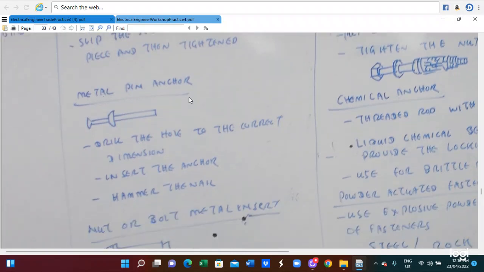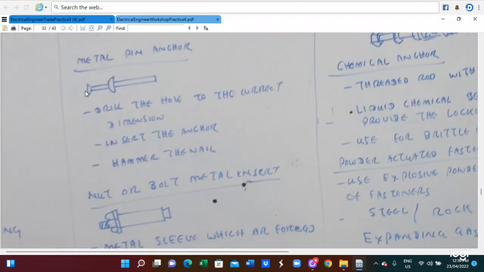So this is the magnet pin anchor. We have to drill the hole to the correct dimension, insert the anchor and hammer the nail. So this is how to fix a magnet pin anchor.